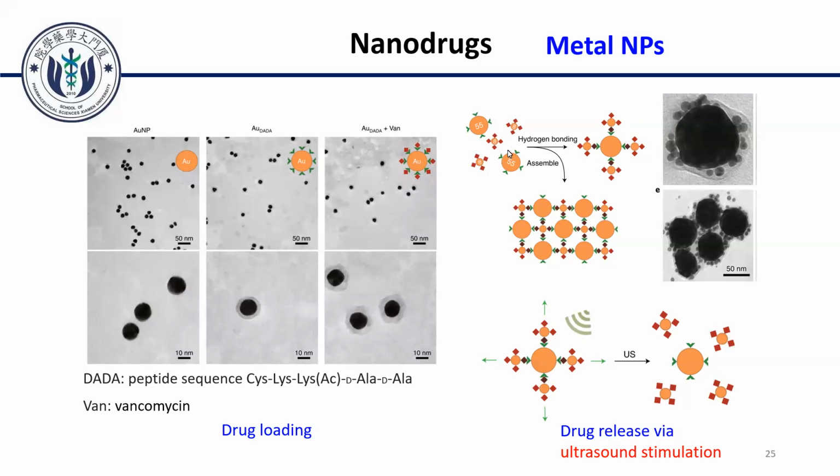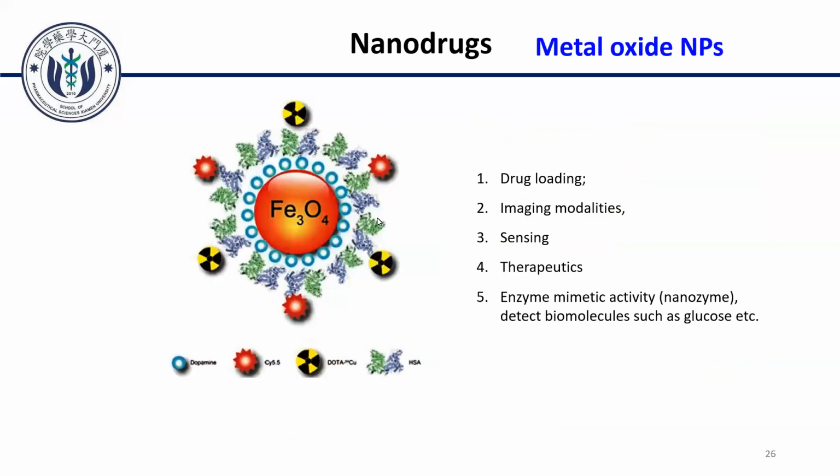In this case, you load two types of drug on the surface of two different sizes of gold nanoparticles, and then they further link to each other to form a gold cluster. In this case, it was formed by specific hydrogen bonding between the drugs. And we can use ultrasound as a trigger to disassemble the nanoparticles and release the drugs. So here is the gold nanoparticle, and then the metal oxide as well.